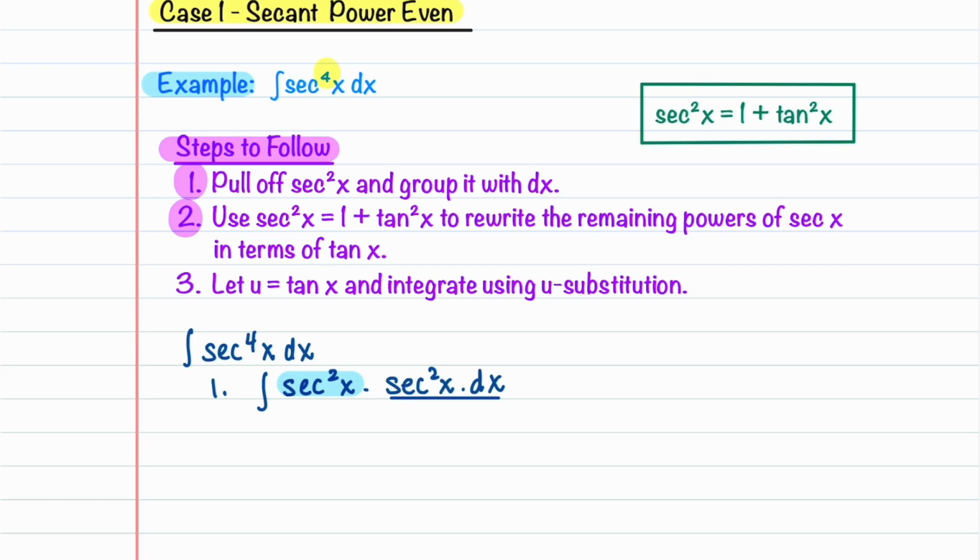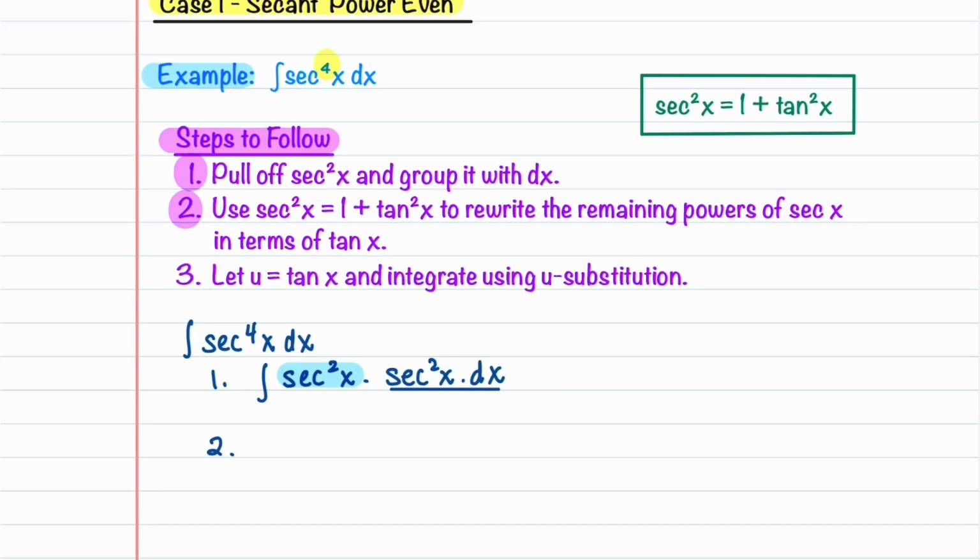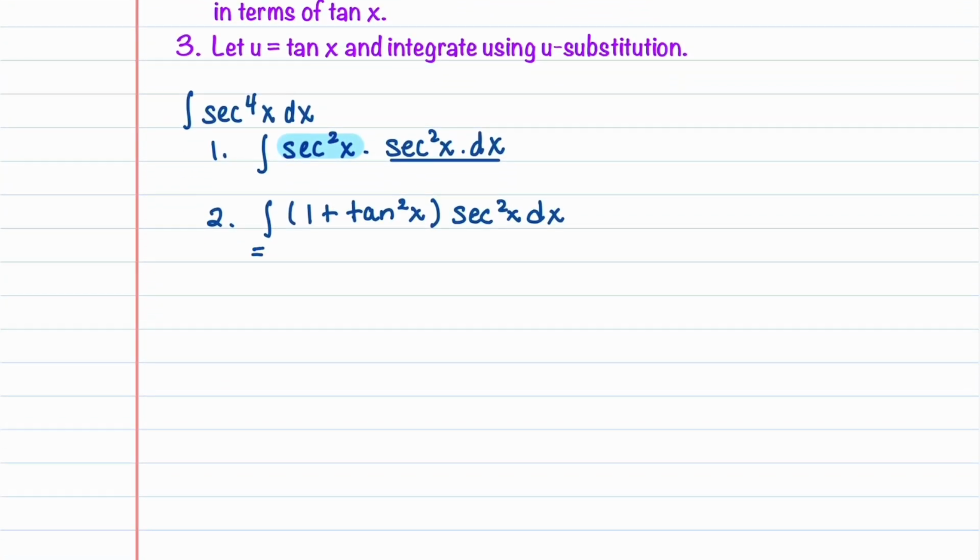This is exactly what step 2 tells us to do. In step 2, we're going to rewrite our secant² x that I have highlighted in blue, and we're going to rewrite it as 1 plus tangent² x. I wrote that up here on the right in this green box. And then we have our secant² x dx. Let's go ahead and make this into two integrals. Our first integral is secant² x dx. And then our second integral is tangent² x secant² x dx.